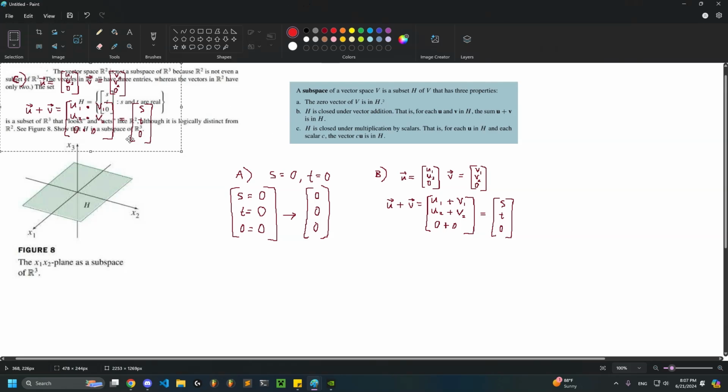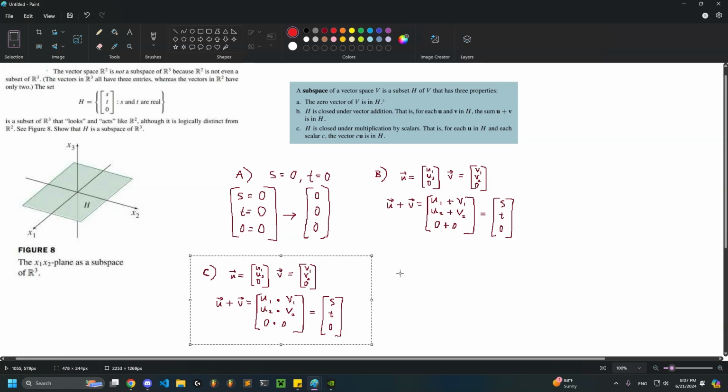So for C, very similar to B, except we're just multiplying. So we multiply U1 by V1, U2 by V2, and since we're multiplying a real number by a real number, we get another real number. So S, T, and 0 proves that H is closed under multiplication by scalars. Since we have proven all three, we've shown that H is a subspace of R3.